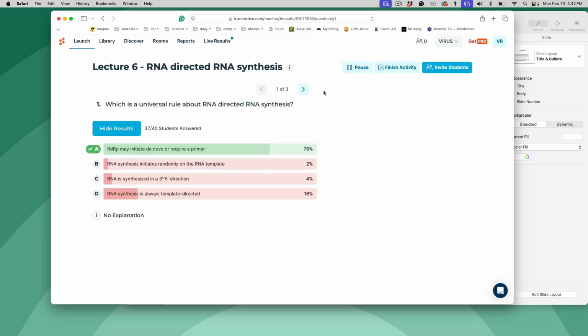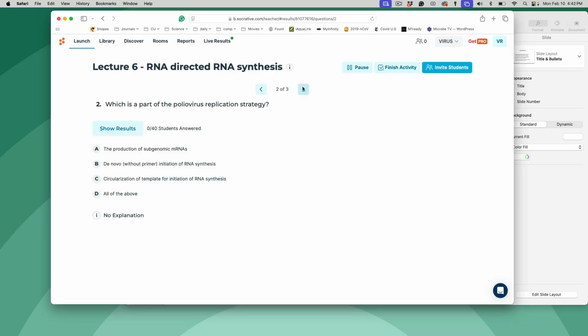Okay, next question. Which is a part of the poliovirus replication strategy? Production of subgenomic mRNAs, de novo without primer initiation of RNA synthesis, circularization of template for initiation of RNA synthesis, all of the above. All right, let's have a look.